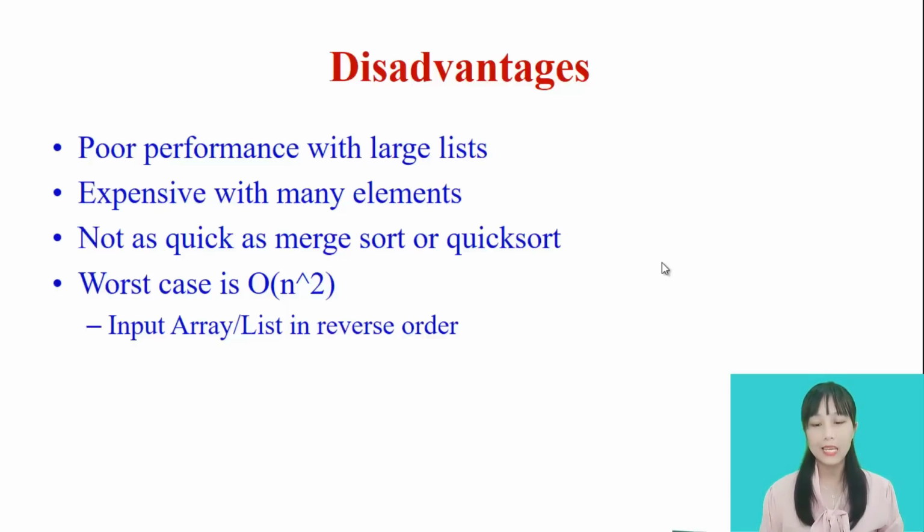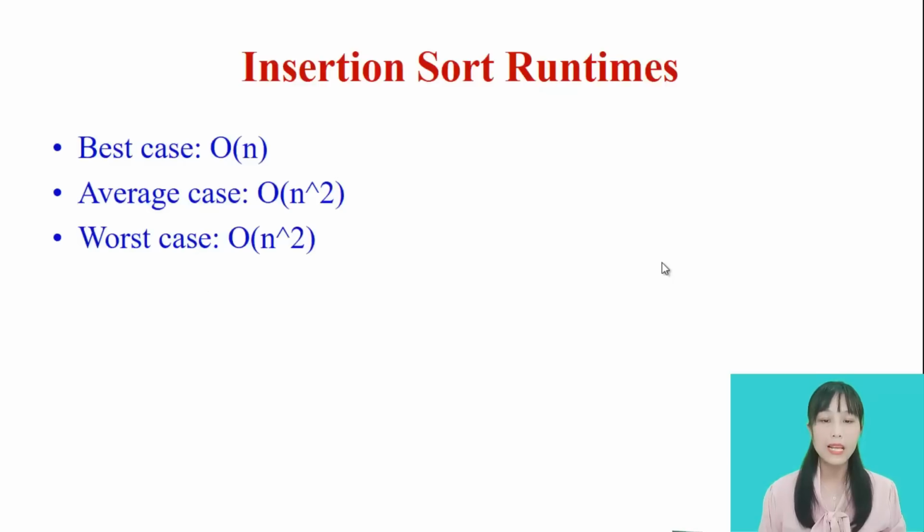What case is O(n squared)? Input array, list in reverse order. Insertion sort runtimes. Best case O(n). Average case O(n squared). Worst case O(n squared).